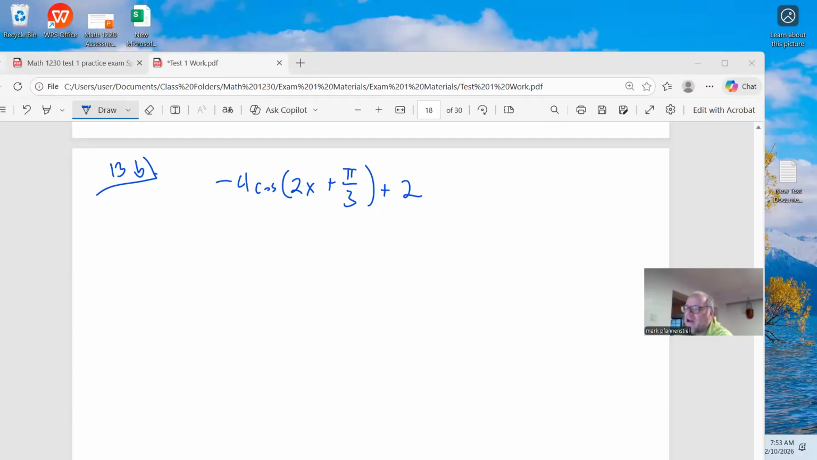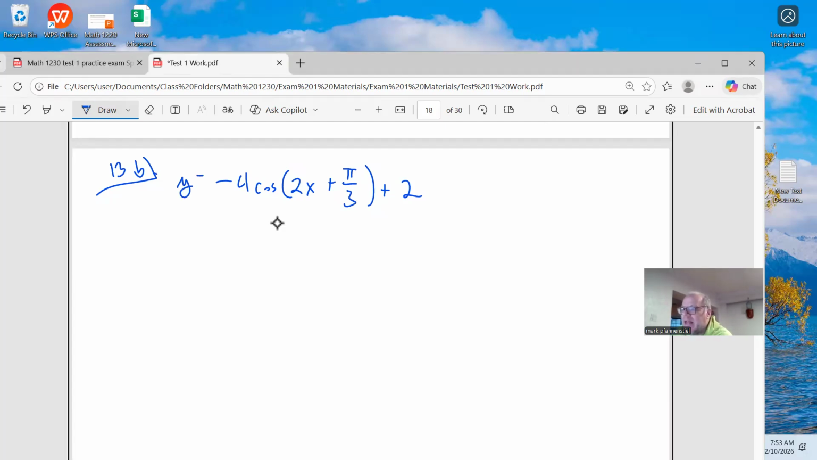We are still looking at our test prep. This is number 13b, and we have to graph y equals negative 4 cosine of (2x plus pi over 3) plus 2. It says to graph at least 5 points, so that's what we're going to show you how to do.